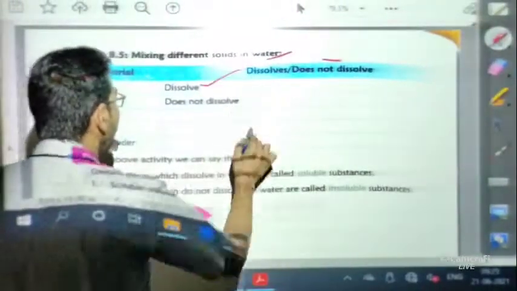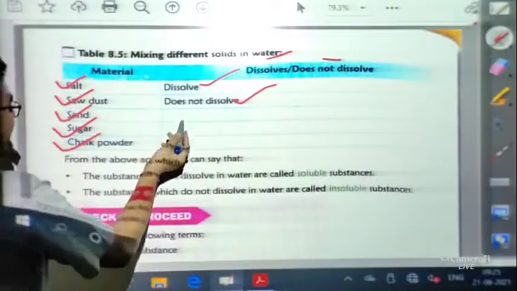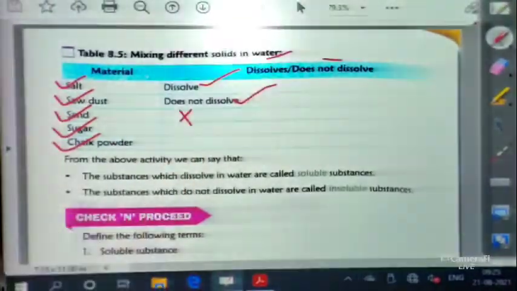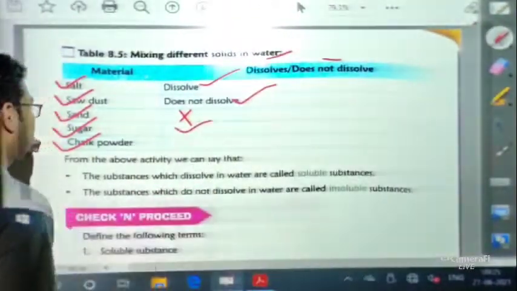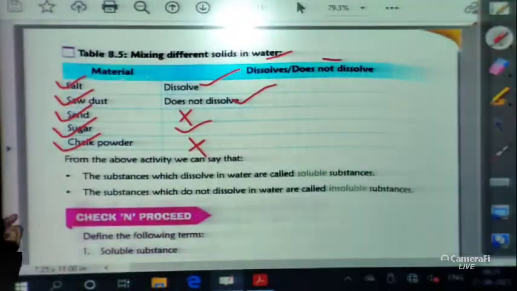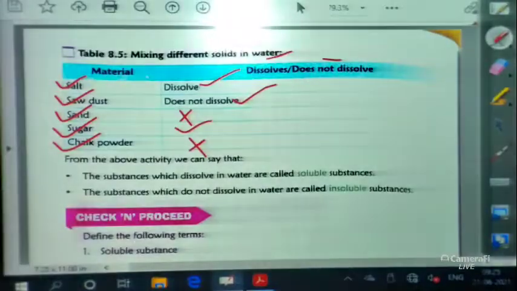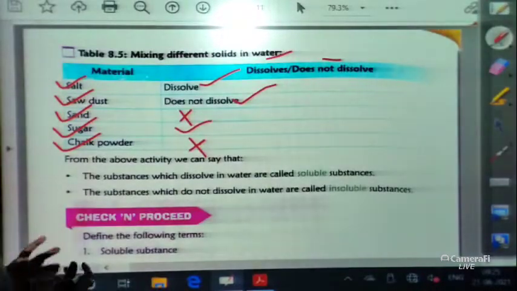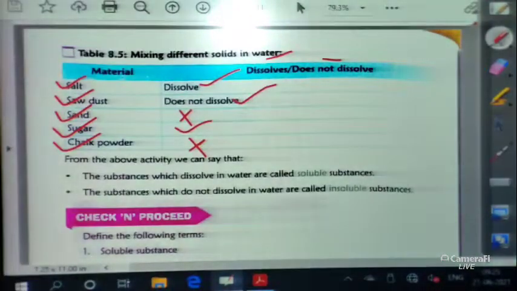Salt can easily dissolve in water. Sawdust doesn't dissolve in water. Similarly, sand also doesn't dissolve. Sugar will definitely dissolve. Chalk powder will not dissolve in water. So by seeing the solubility, we can differentiate the particles or materials into different groups.